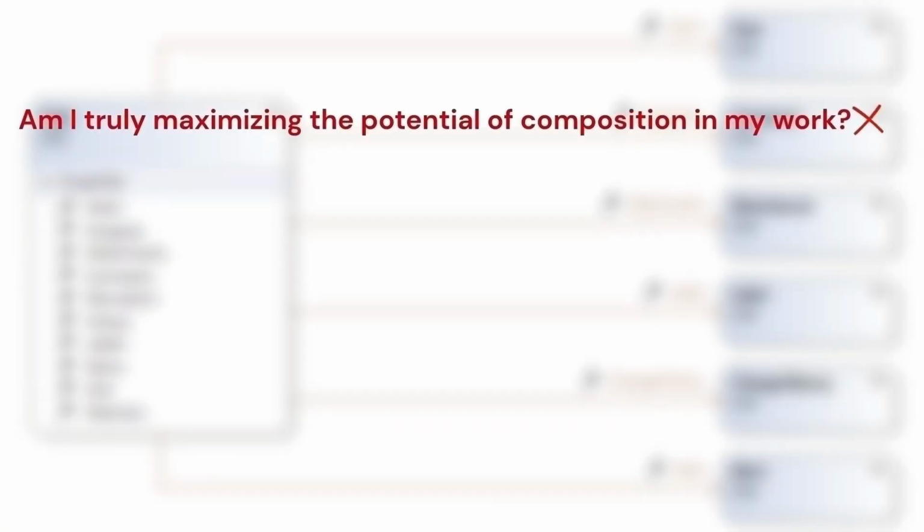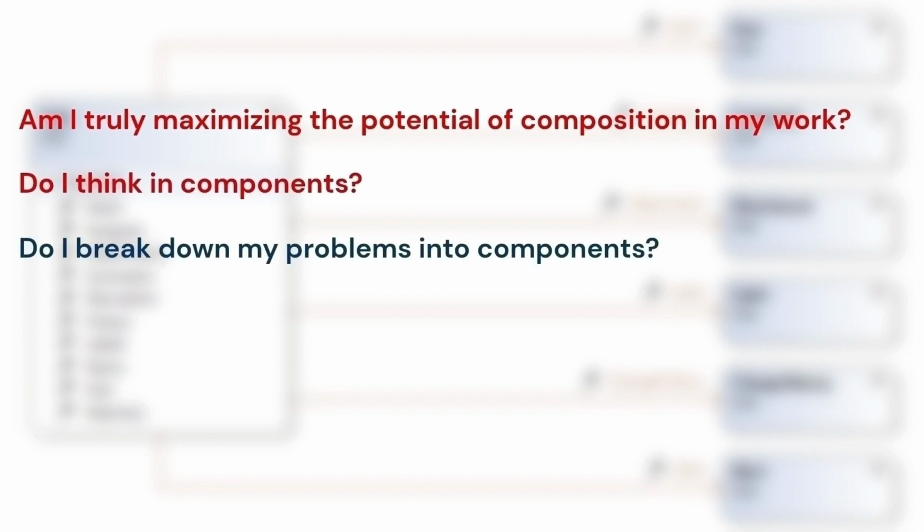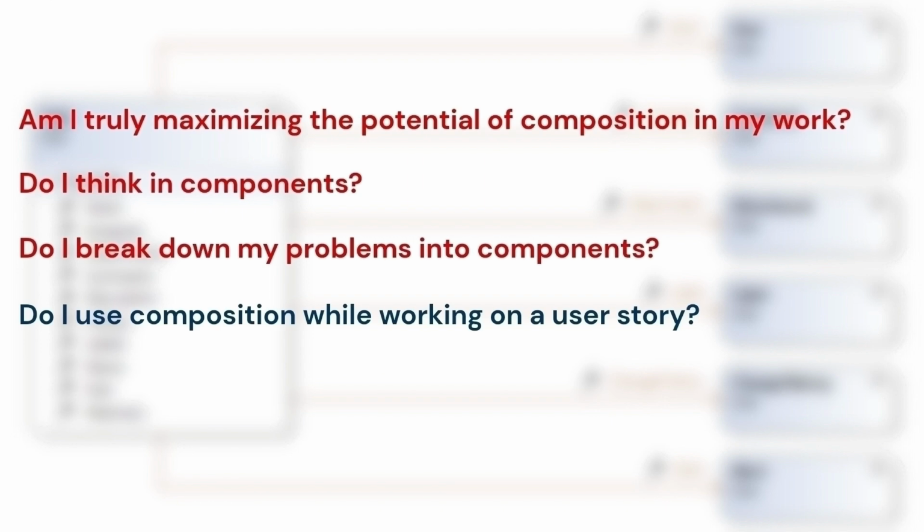But unfortunately, most of the developers do not maximize the potential of composition in their work. They don't think in components. They normally don't break down their problems into smaller components. They do follow the high-level organization that's already given, but they don't further break down their problems into smaller objects while working on a story level. Obviously, not all developers do this.